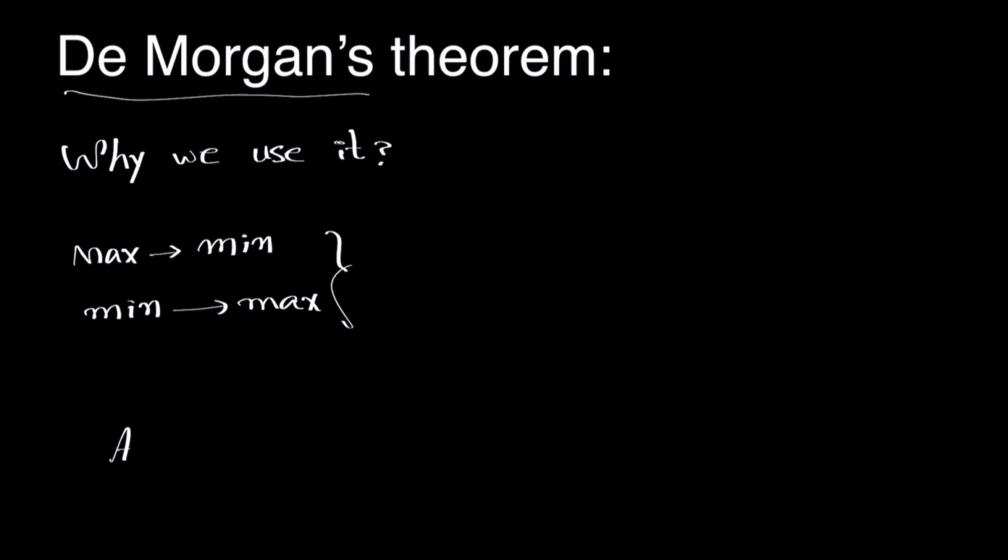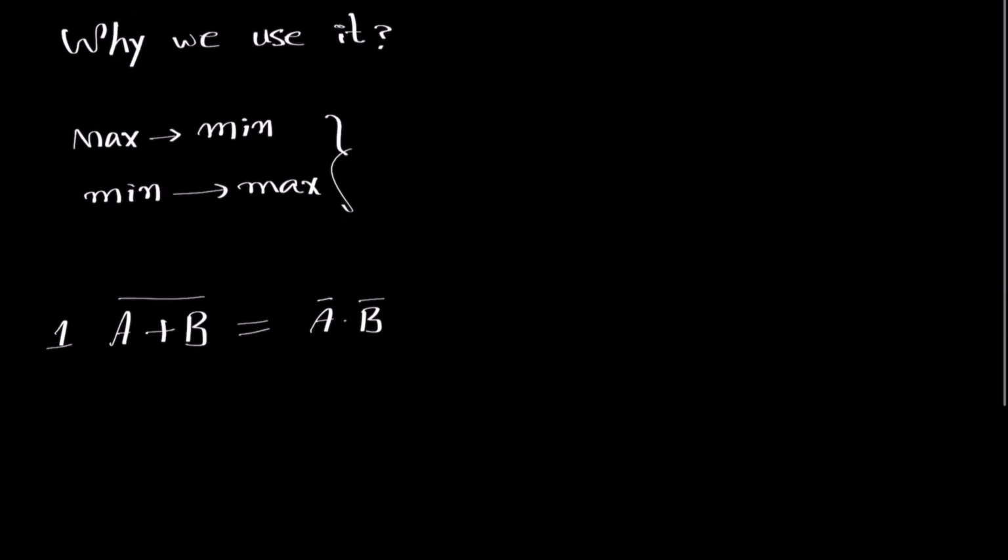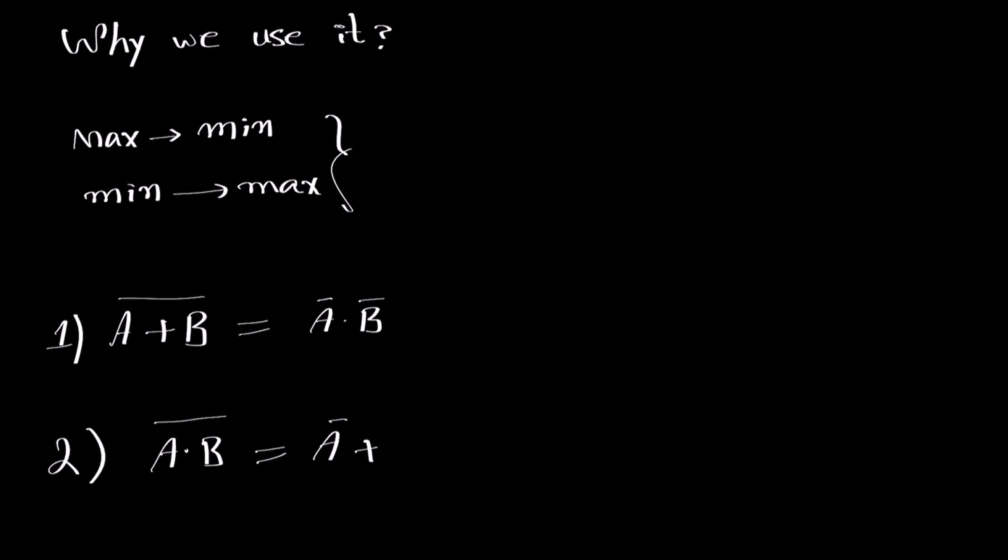Number one is A or B, with a long overbar, that will be equal to A not and B not, each with a short bar. We will prove how we get to that point. The second theorem is A and B, with a long overbar. That will be equal to A not or B not, with a small overbar. These are two of the De Morgan's theorems.